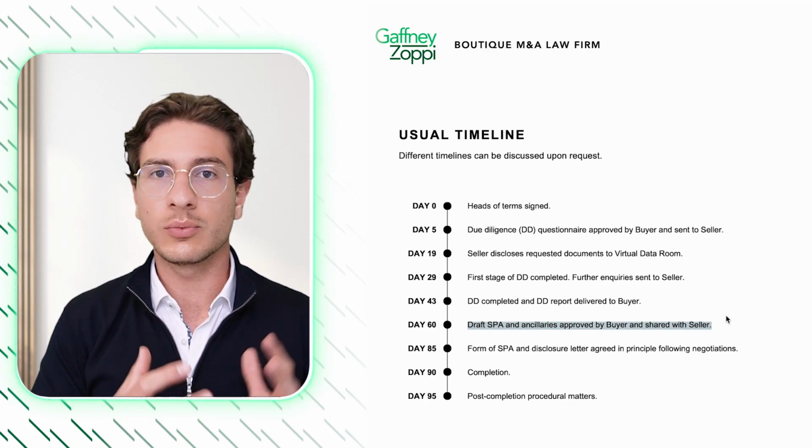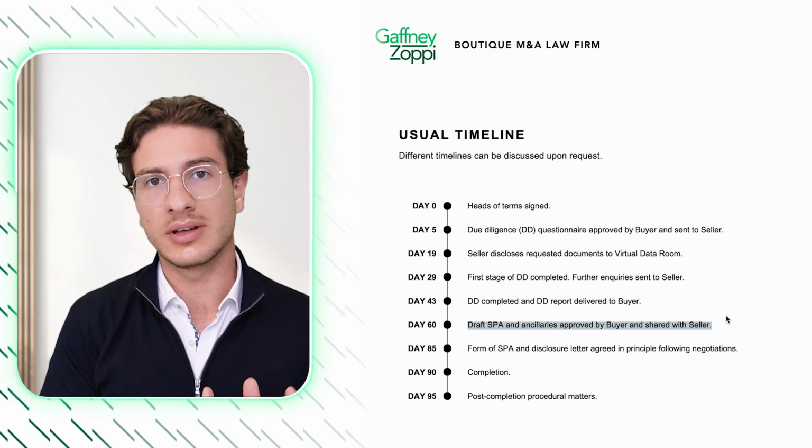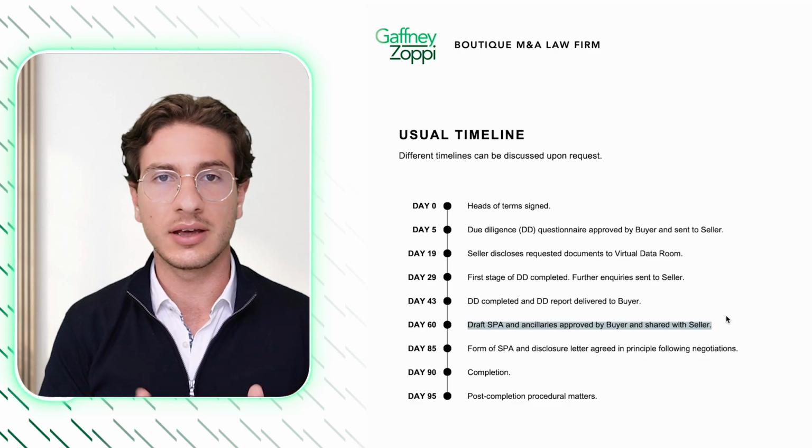For buyers, you'll want to include as many warranties and indemnities in the SPA as possible. Warranties, as a side note, are promises that the sellers are making as to the state of the business. So, for example, you might want to include warranties stating that the target business has always paid its corporate tax and doesn't owe any sort of tax to HMRC.